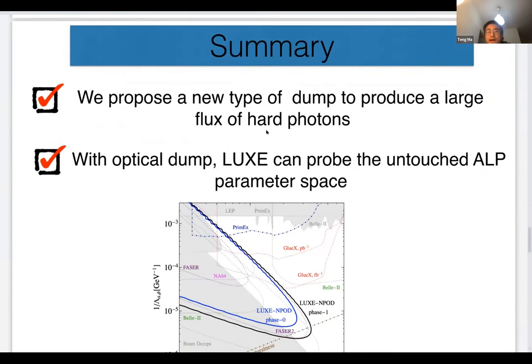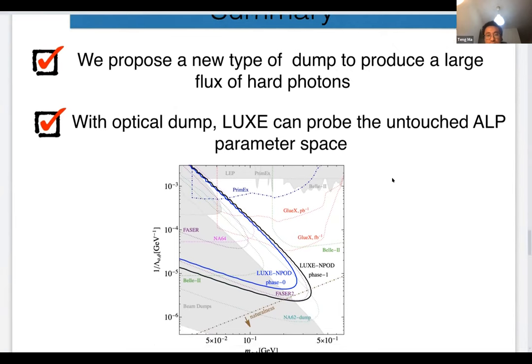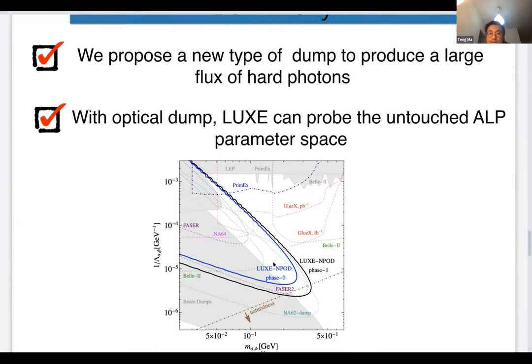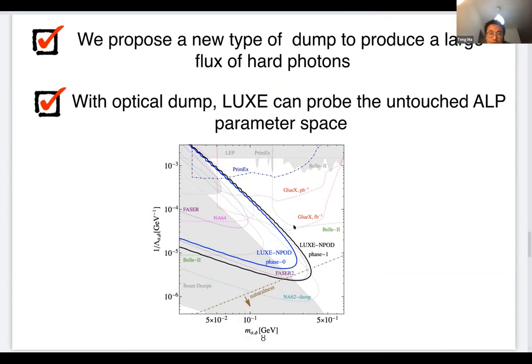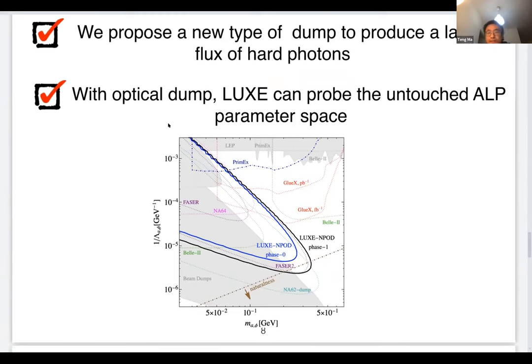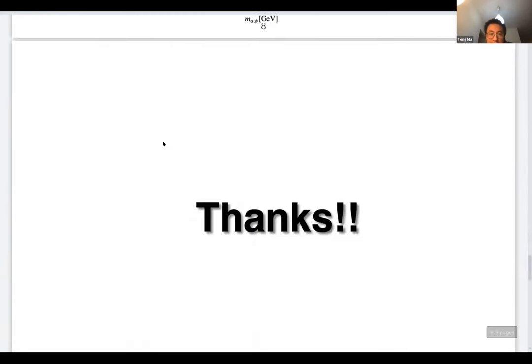We propose a new type of dump to produce a larger dark photon, which is the optical dump. Using this dump, the lattice can probe the unexplored parameter space of the app. This optical dump can also be implemented in some other experiments, so we need to explore further. Okay, thank you.